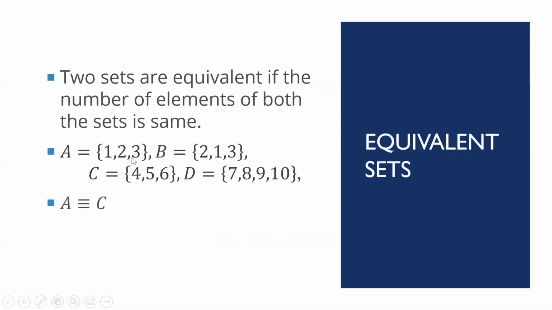But when we talk about exactly the same elements, we are talking about equal sets. So here we can say that A and C are equivalent sets, and set A and set B are not equivalent sets. Why? Set A has 3 elements and set B has 4 elements.